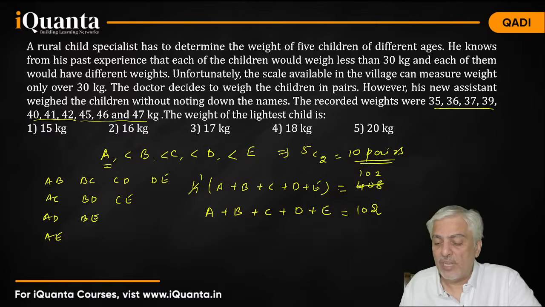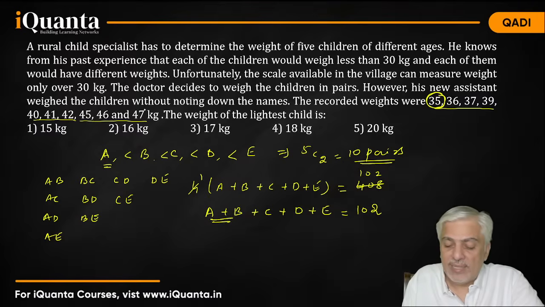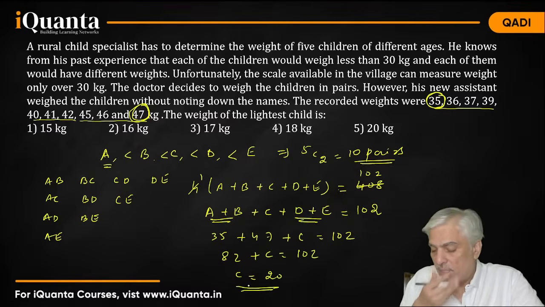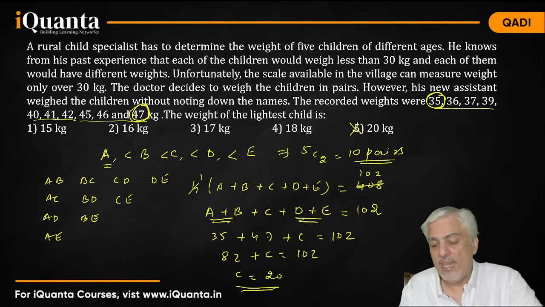Now pay attention carefully. The lowest 2 will definitely be A plus B, and the highest 2 will definitely be D plus E. So those two we definitely get. 35 and 47 plus C is 102. That will become 82 plus C is 102. So C is 20. So A has to be less than 20.